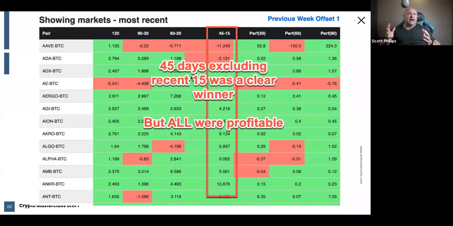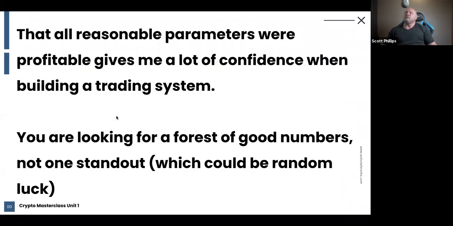So that's an actual 30 days of linear regression. I actually changed that a little bit later when we did our final optimization. It's a 7-day market and we settled on 49 days, excluding the most recent 14. So that all reasonably chosen parameters are profitable.